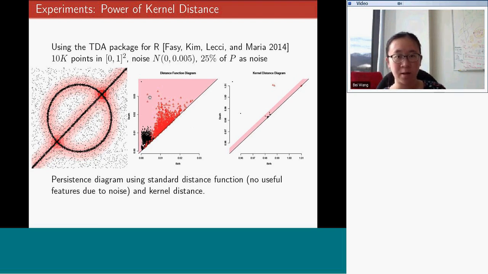On the left is the distance, and in the middle is the persistence diagram associated with the traditional distance function to the point set. As you see, there's not much useful information, because the pink band corresponds to what they call a confidence interval. So there are no real features with the traditional distance function, because it's not robust to noise. But if you use kernel distance, you are able to recover the shape, corresponding here to the two high-persistence circles.